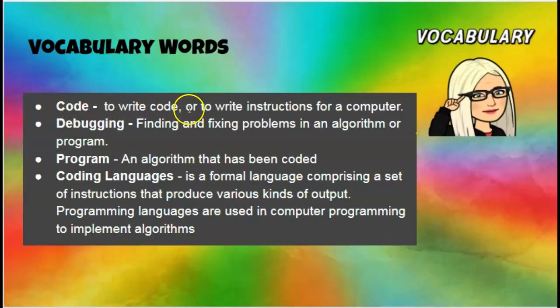Code: to write a code or give a set of instructions to a computer. Debugging: finding and fixing problems in an algorithm or a program. A program: an algorithm that has been coded. Coding language: a formal language comprised of a set of instructions that produce various kinds of output. Programming languages are used in computer programming to implement algorithms.